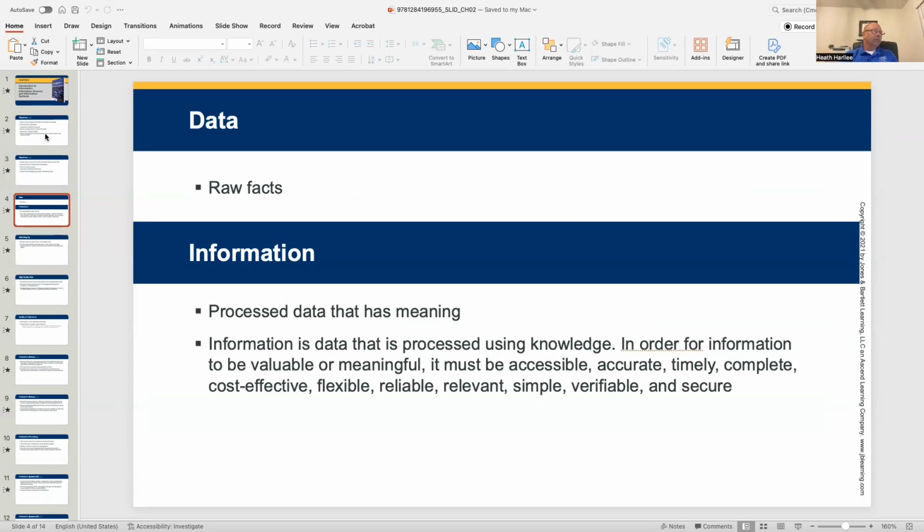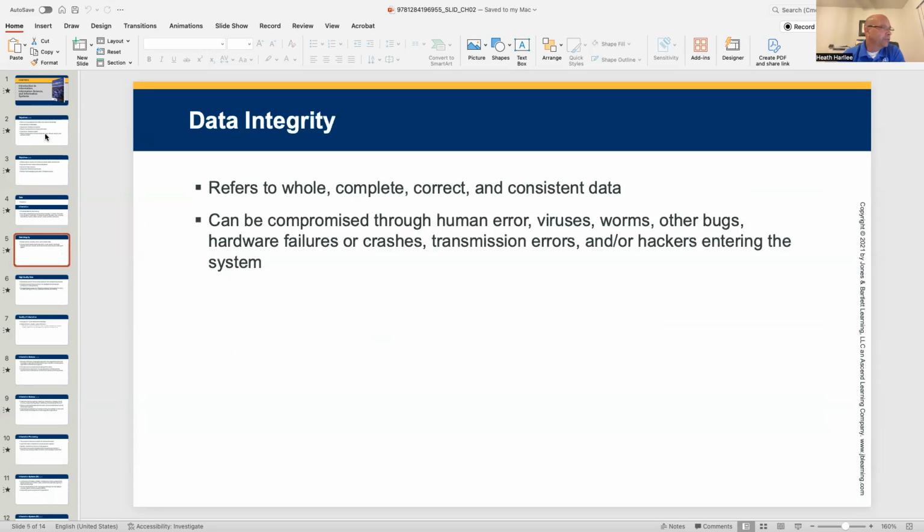These we looked at just a moment ago when we talk about data. Oh my gosh, you can tell it's been a long day. And when we talk about data, we're referring to raw facts. Data integrity refers to whole, complete, correct, and consistent data. This can be compromised through human error, viruses, worms, other bugs, hardware failures, or hackers entering the system. It can also be how we disseminate data. There can also be a compromise.